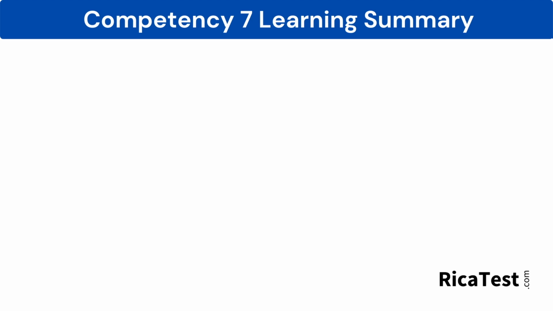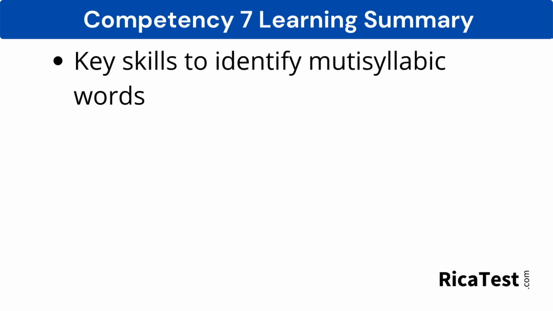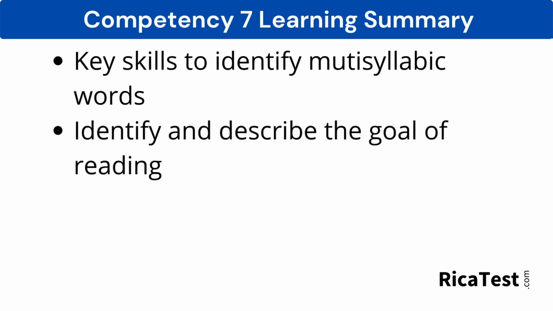And this concludes the RICA test Competency 7 lesson. Before we go, let's recap everything that we've learned this lesson. First, in order to teach children how to identify multisyllabic words, they will need skills in structural analysis, syllabic analysis, and orthographic knowledge. The goal of reading is automaticity, which is the ability to read swiftly and accurately while comprehending that which has been read.